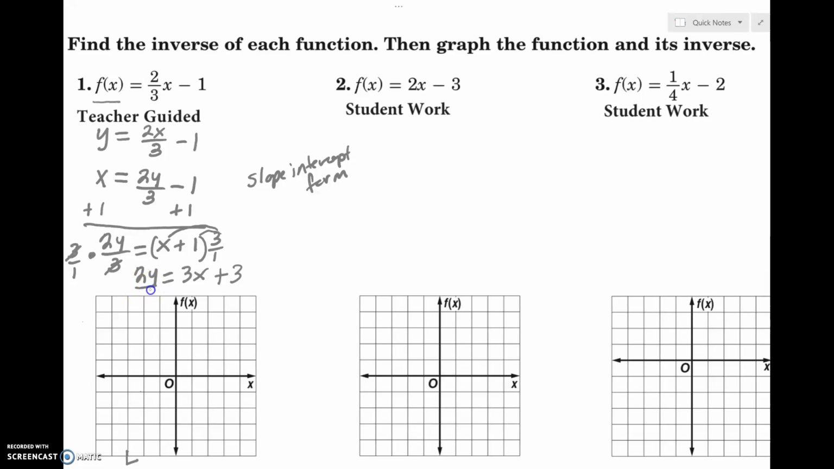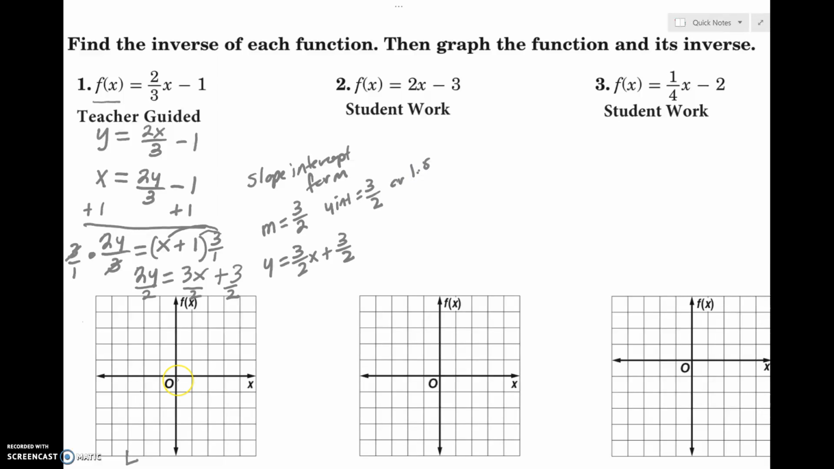The last step is to divide each side by 2. So we have y equals 3/2 x plus 3/2. So the slope is identified as 3 over 2, and the y-intercept, where the graph crosses the y-axis, is at 3 over 2. So we're going to start by graphing our y-intercept, which is 3 over 2 or 1.5.